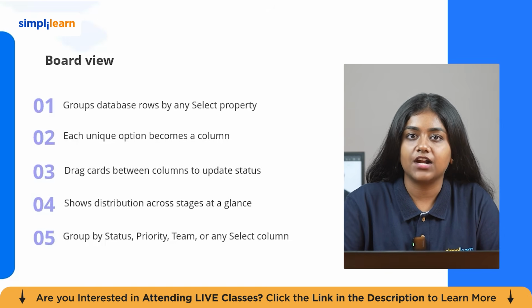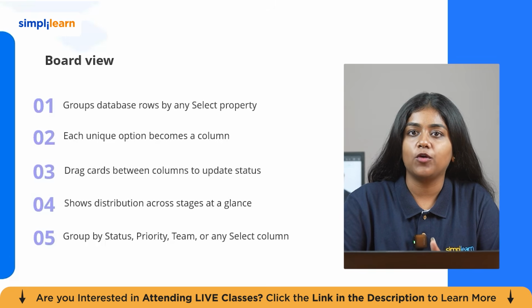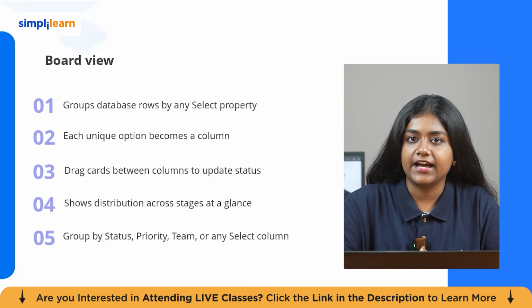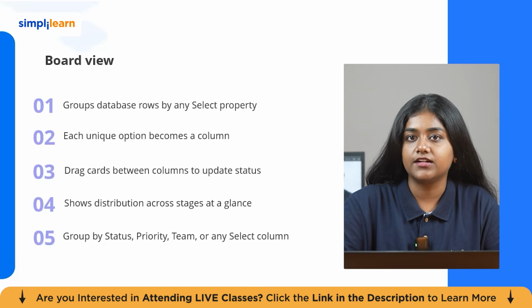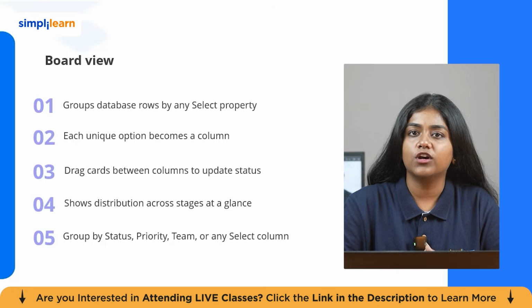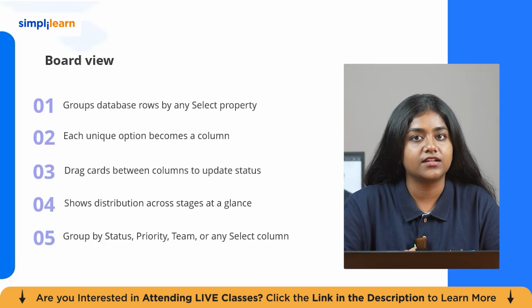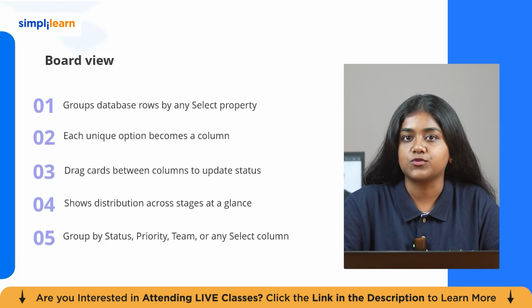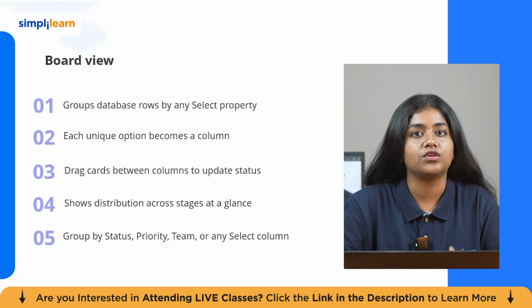So when you drag a card from one column to another, the select property value for that row updates automatically. So dragging the Google Data Analyst card from HR screening to technical round automatically changes the status value to technical round in the underlying database without you opening the row and editing it manually. Board view also gives you instant pipeline analytics. You can see at a glance: we have 3 applications in applied, 1 in technical round and 2 in rejected. So this visual distribution tells you where your job search is concentrated and where you need to take more action.